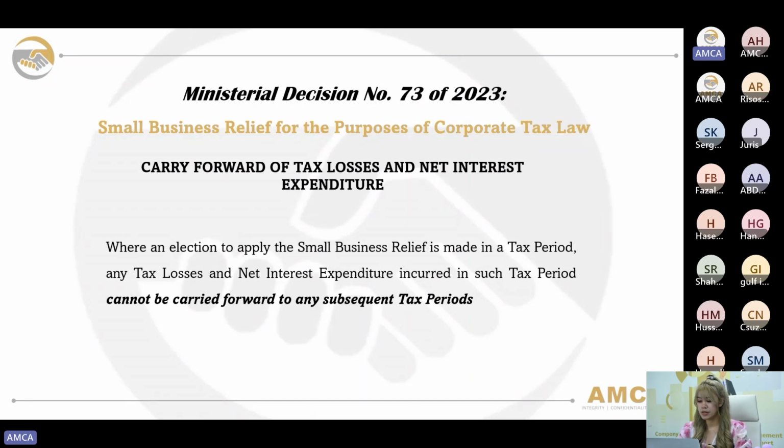Similarly, any net interest expenditure incurred in a previous tax period where an election to apply for small business relief was not made may be carried forward to the subsequent tax period in which an election to apply for the small business relief is not made. And again, it's going to be subject to the conditions of Article 30 of the Corporate Tax Law.